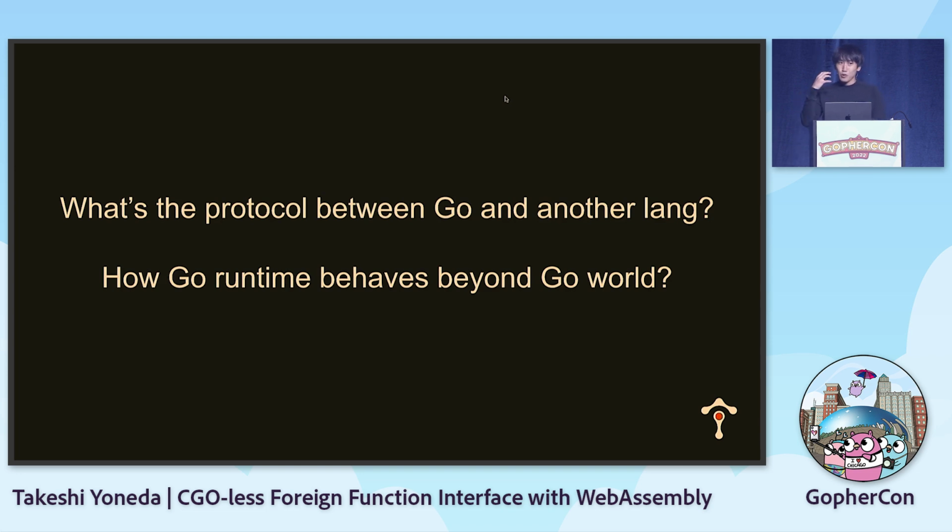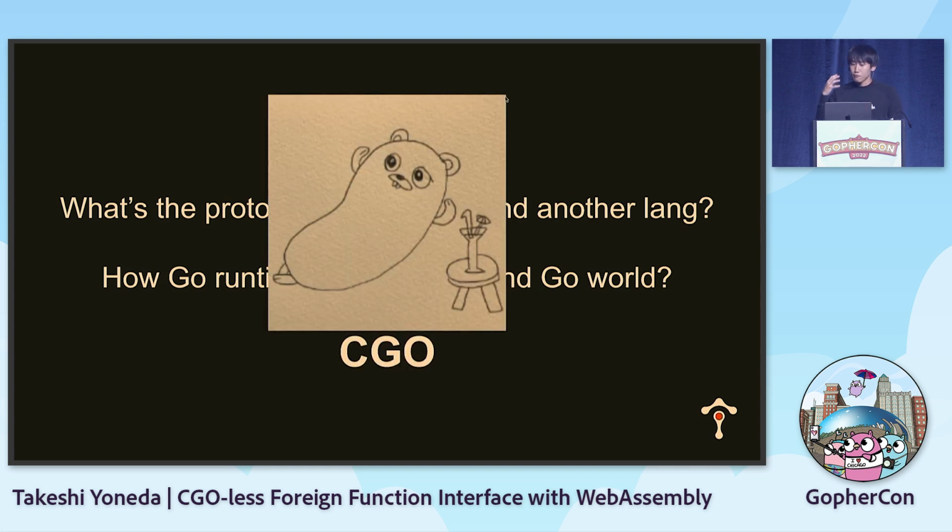And also, we are writing Go. That means we are heavily relying on the Go runtime, so we don't want to mess it up, right? So we want to avoid destroying the Go runtime when doing foreign function calls. So this is why we have CGO in the first place in the official compiler toolchain.